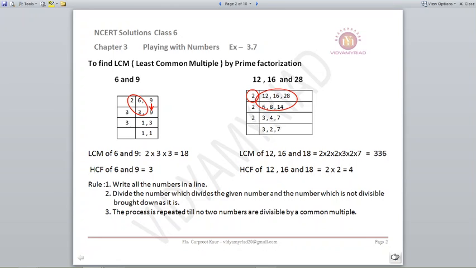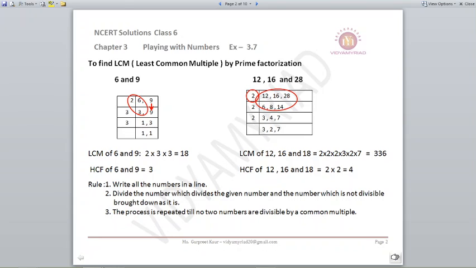LCM means the least common multiple, and we will do this with the help of prime factorization. We have already done prime factorization in the previous videos. Please go through that to understand. We have also learned how to find the HCF in the last exercise, so the same method we are going to apply over here.